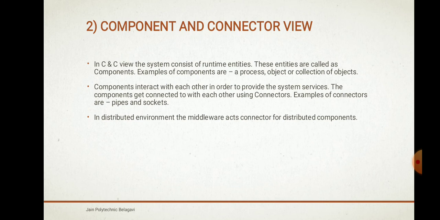The next one is the component and connector view. In the component and connector view, the system consists of runtime entities, and these entities are called components. Examples of components are a process, an object, or a collection of objects. Components interact with each other in order to provide the system services. Components get connected to each other using connectors. Examples of connectors are pipes and sockets. In a distributed environment, the middleware acts as a connector for distributed components.